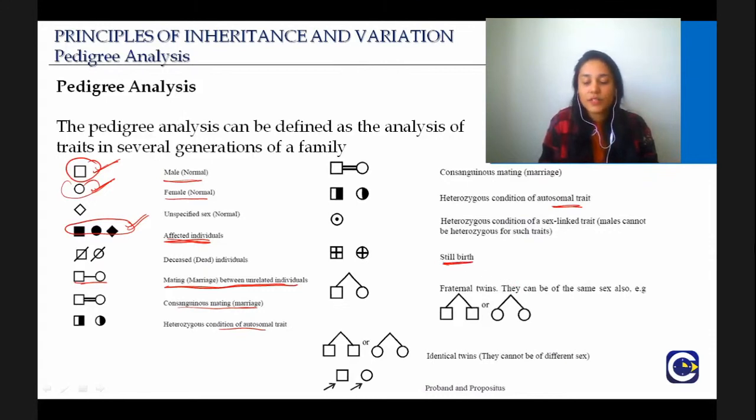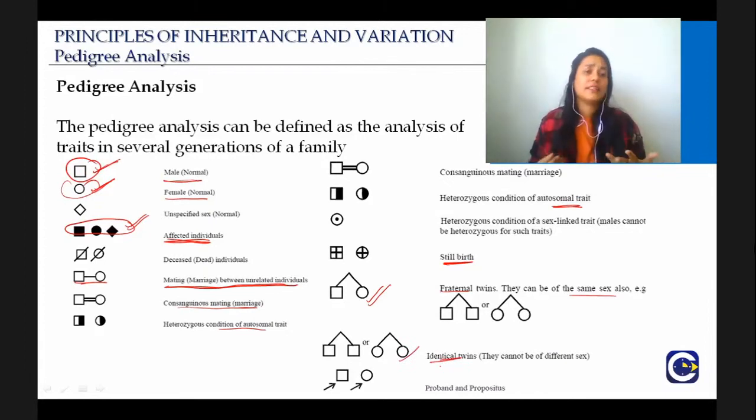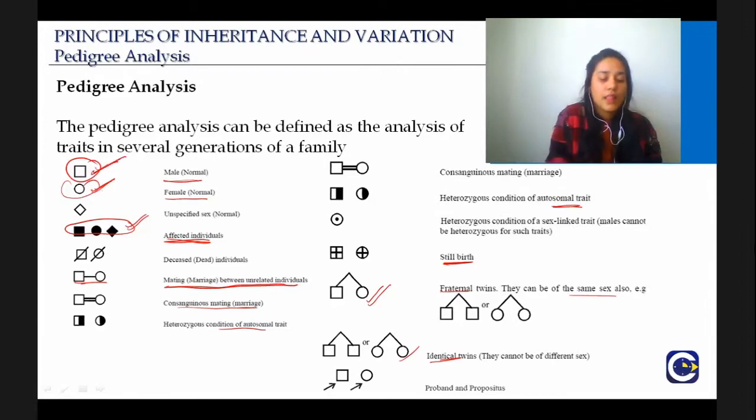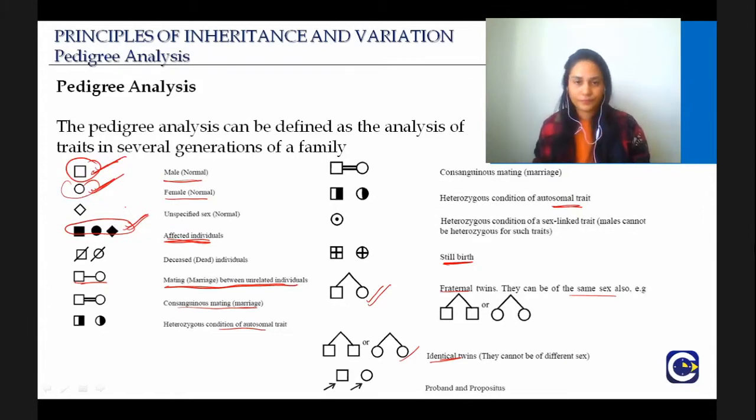Another important one is stillbirth, the birth that took place, but the child was born dead. And then there are fraternal twins, they can be of the same sex also. This is the fraternal or non-identical twins, when two sperms go inside two eggs. And then these are identical twins here. Okay, so from the point of view of questions, you just need to know 3: square, male; circle, female; colored, diseased. Good. But just go through this table and familiarize yourself with it.